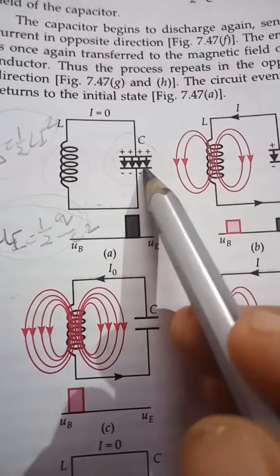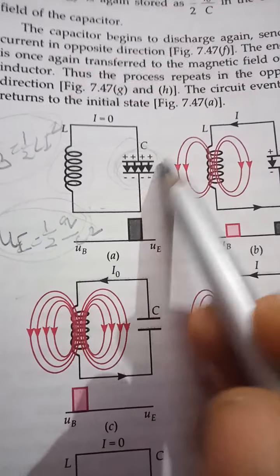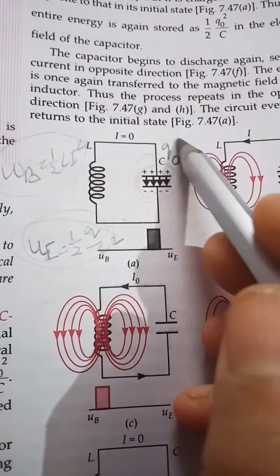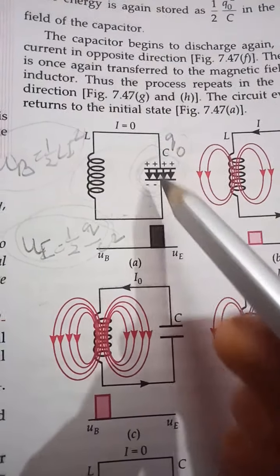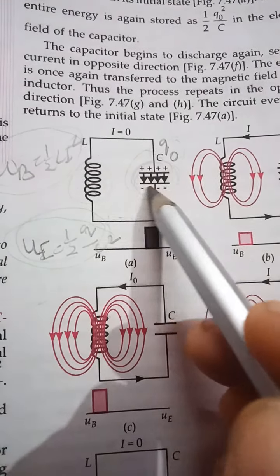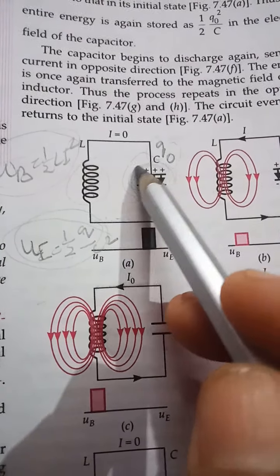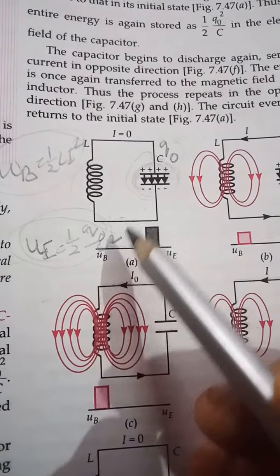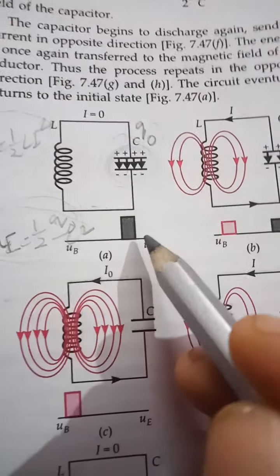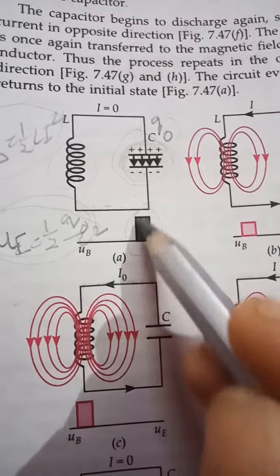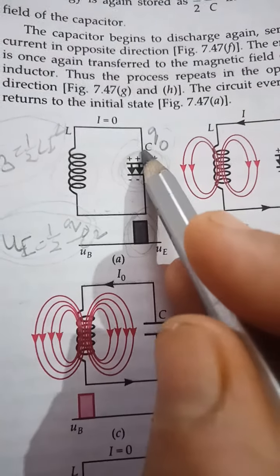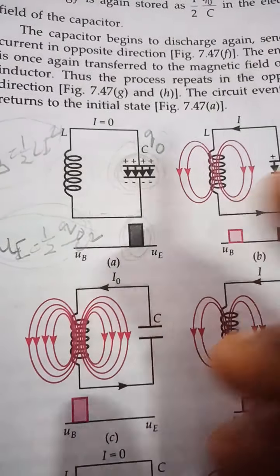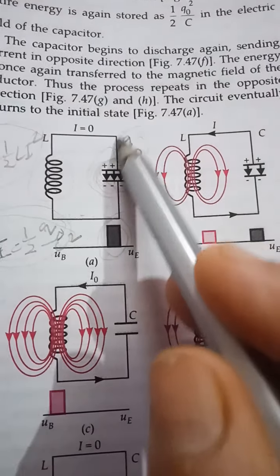First of all, we have charged this capacitor to a charge Q naught. So the initial charge stored on the capacitor is Q naught, and there is only the energy associated with the electric field of the capacitor, that is U_E equal to half Q naught square upon C. Initially we have this energy. When the capacitor is not connected to any other element, the charge stored will remain the same, Q naught.